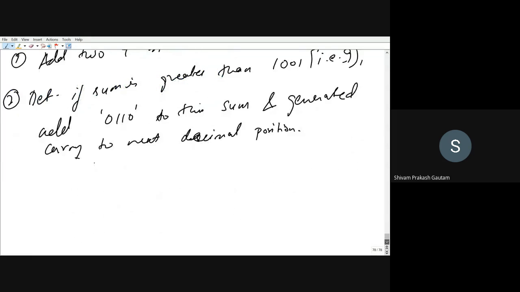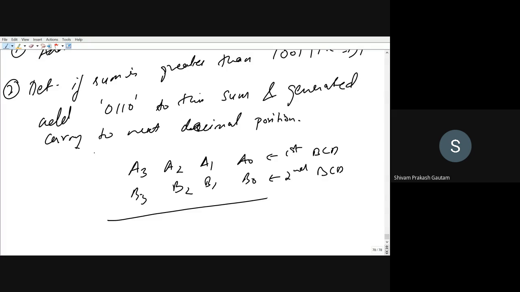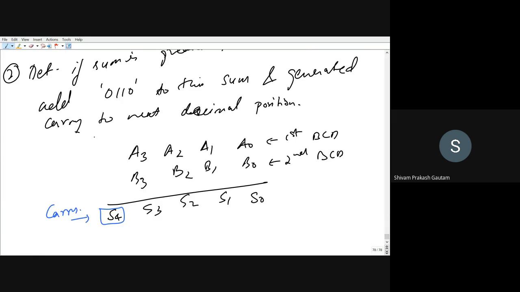For example, let us take two binary numbers. Generalized term now I will be doing, that is A3, A2, A1 and A0, B3, B2, B1 and B0. This is our first BCD number, and this is our second BCD number. And suppose we want to add this BCD addition, right? So it will be producing sum 1, sum 2, sum 3. And suppose if carry is also generated by addition of A3 and B3, let us just call it sum 4. So sum 4 here is denoting what? A carry. Right?